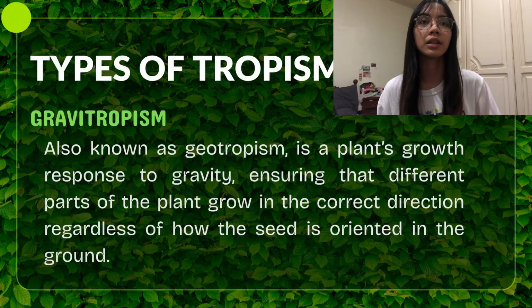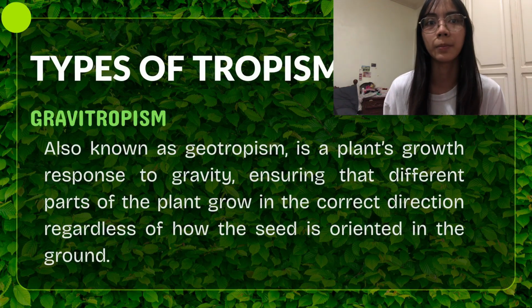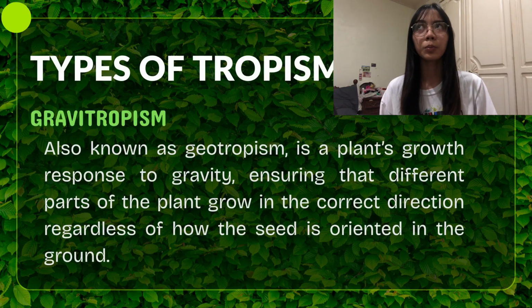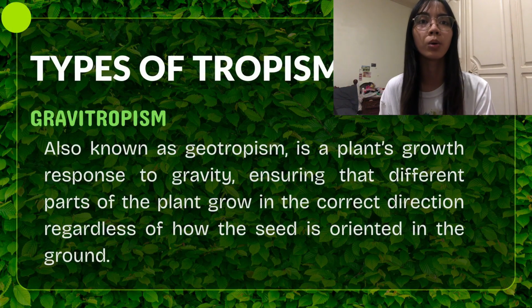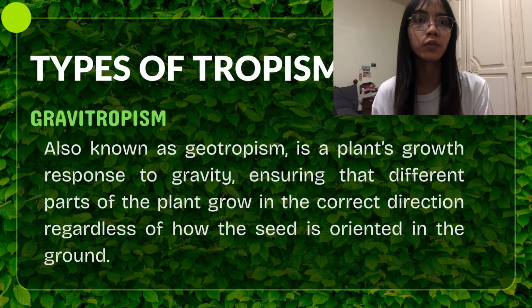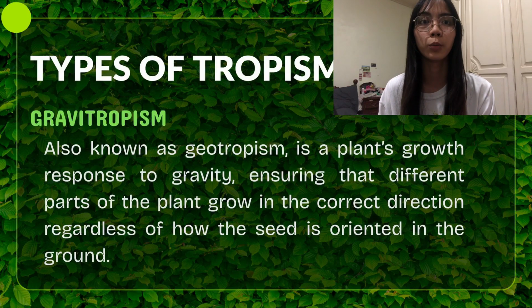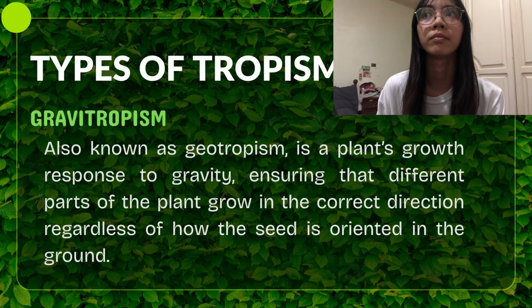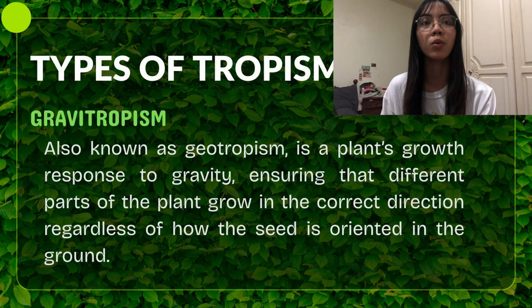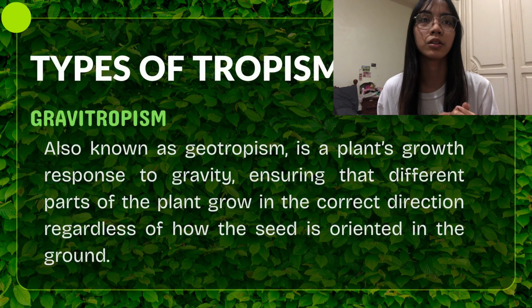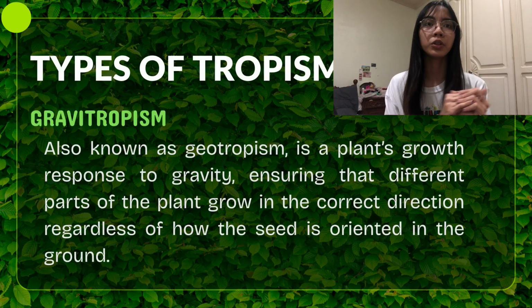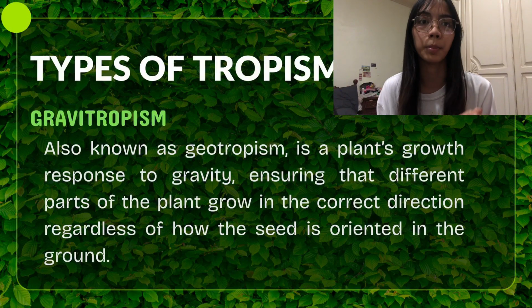And the next one is negative gravitropism. Negative gravitropism is the one that makes the plants go upwards. So instead of going downward, where it gets nutrients and water from the soil, it gets energy from the light or the sun. So it gets the light energy for food production and for the growth of the plant.